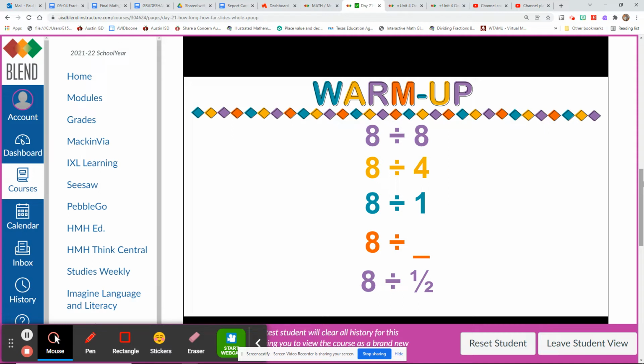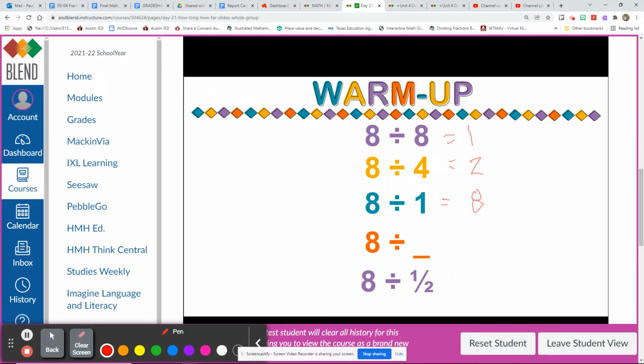All right, welcome back. So let's just do some math. 8 divided by 8 is 1. If you divided 8 cookies by 8 people, each person would get 1. 8 divided by 4 gives you 2. If you took 8 and split it into 4 groups, there'd be 2 in each group. 8 divided into one group is 8. There would be 8 in that one group.